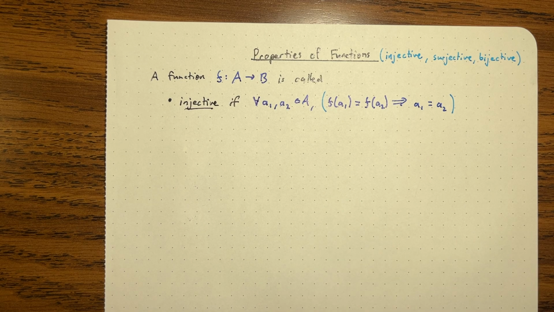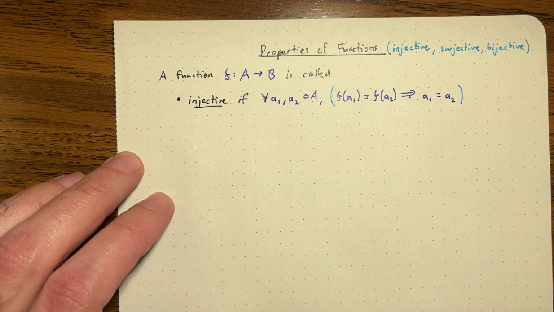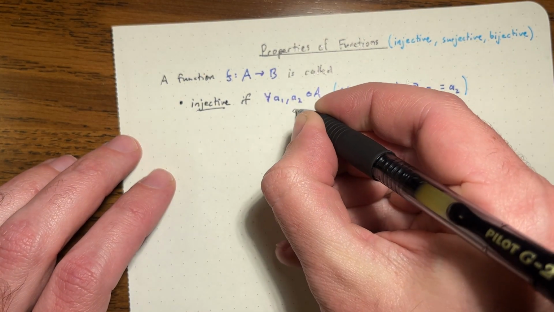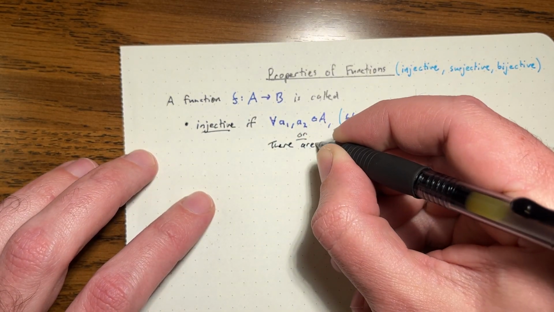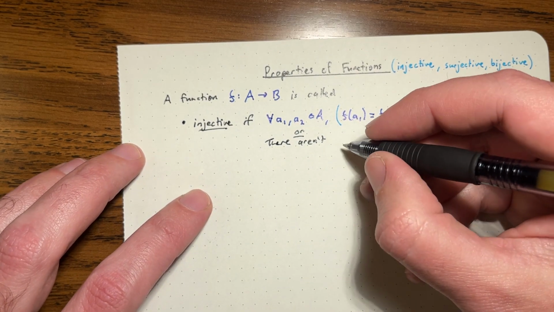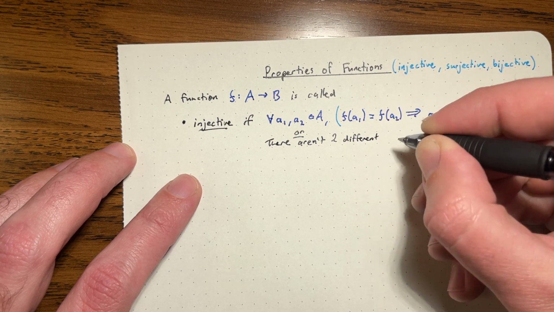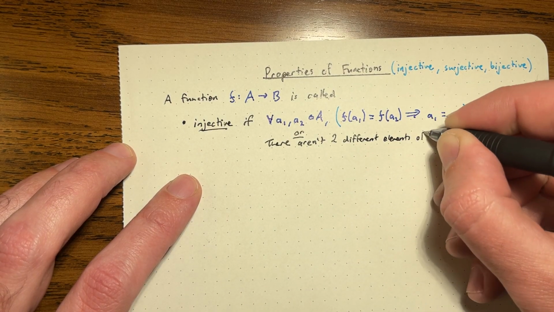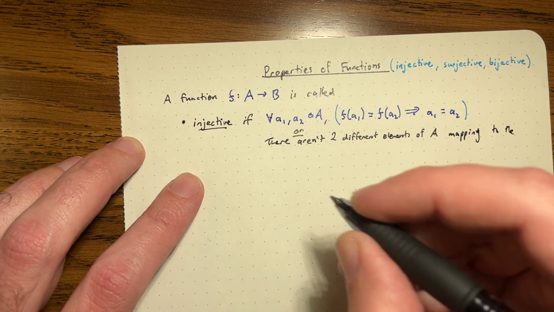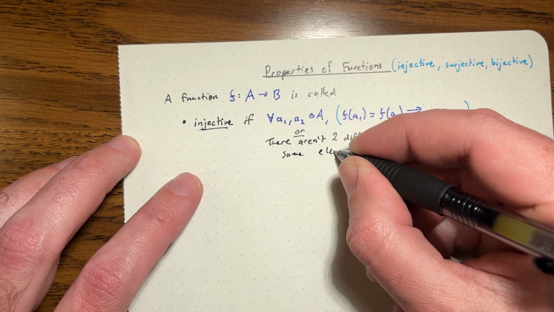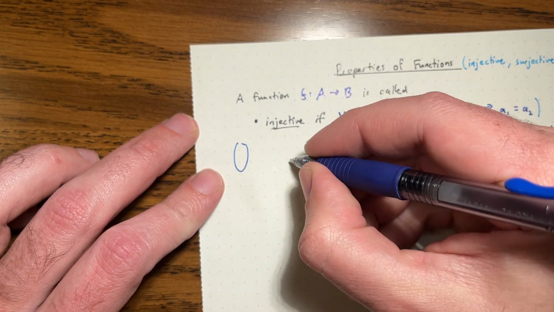There's a much more down-to-earth way to think about this. I did want to start with this, though, because when we actually prove functions are injective, this is what we're going to use. Another way to say this is, I'll define injective by what it's not. A function is injective if there aren't two different elements of A mapping to the same element of B. Here's an example. Let me just draw one quickly.